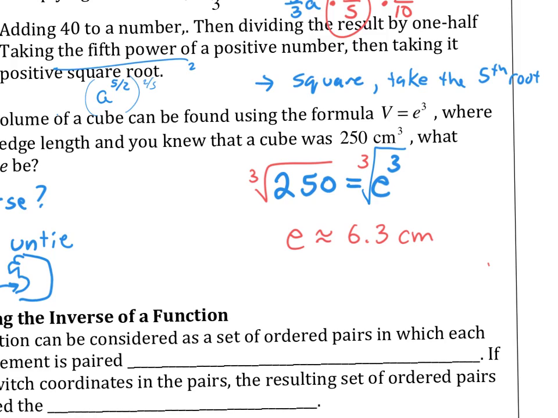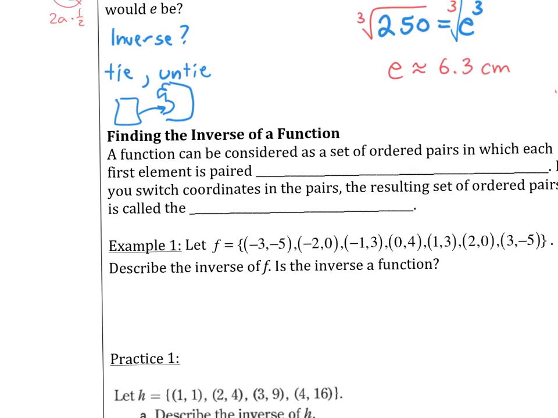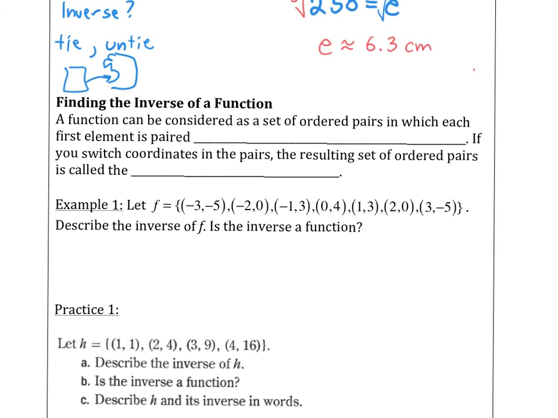If I add something, I can subtract it. If I multiply, I can divide. So we're going to talk about how we can undo other functions and not simply just a single operation, but something that has 5, 6, maybe 10 steps or whatever.